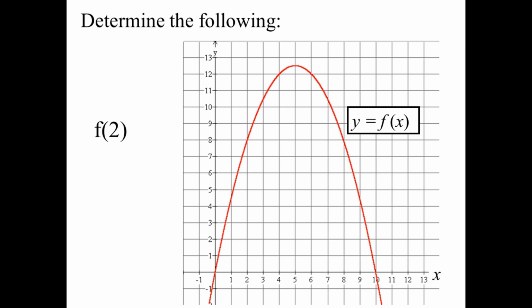Oftentimes you'll be presented with a graph and asked to look at the graph and say, what is f of 2? So the graph is f of x. Y equals f of x. So to find f of 2, we need to input 2 to this graph. That means go to 2 on the x and say, where's the y value? Well, the y value is 8. And so f of 2 is 8.